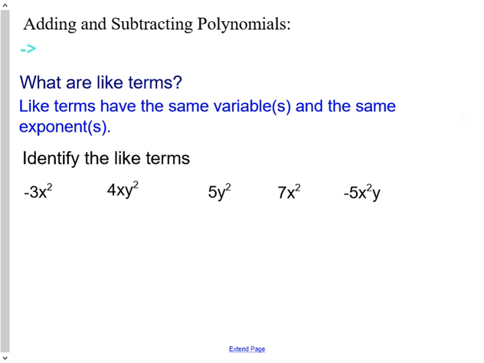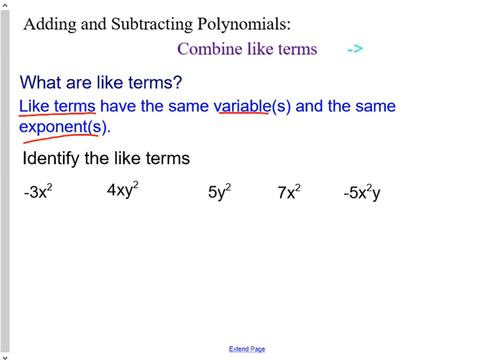To add and subtract polynomials, we're simply combining like terms. Very straightforward, very simple, but you have to know what like terms are. We've done this before, but we did it with x's and y's. We didn't do it with squared. So like terms have the same variable and the same exponent.